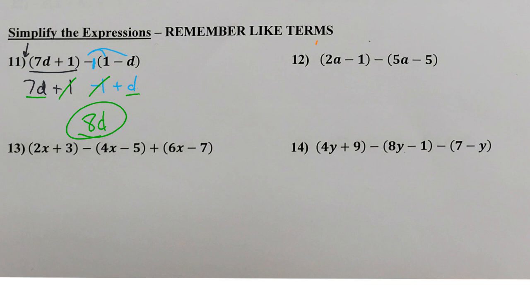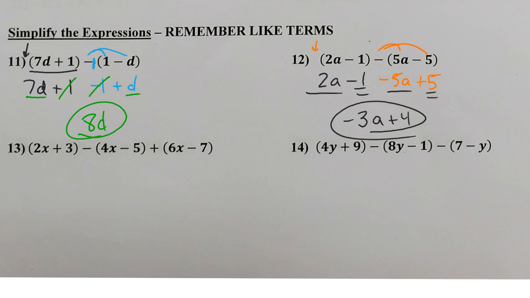12. Remember, nothing in front of that parentheses. So the negative turns into both. The most common mistake I see here is everybody thinks that a negative in front of parentheses makes everything negative. That is not the case. The negative just changes the sign. So it's a positive 5a, now it's a negative 5a. It's a negative 5, now it's a positive 5. And then the first set of parentheses, nothing changes because there's nothing in front of there. Now I combine the terms. 2a minus 5a is negative 3a. Negative 1 plus 5 is plus 4. Done. That's it.